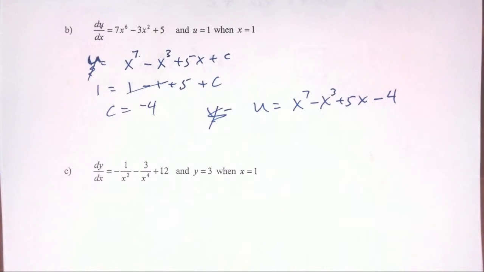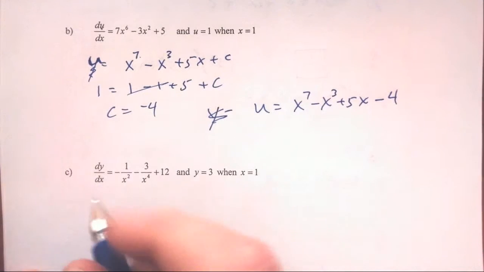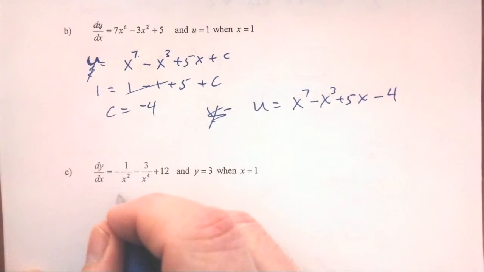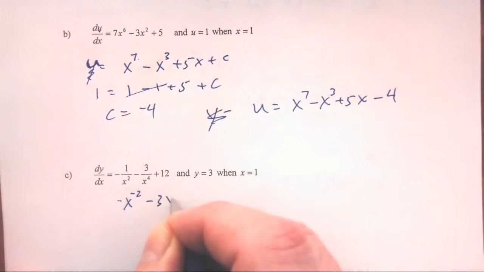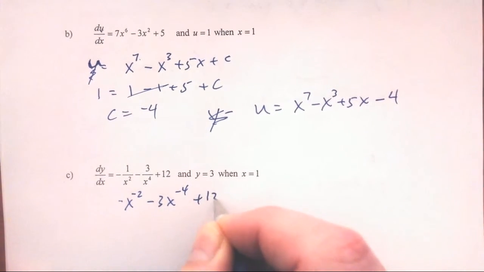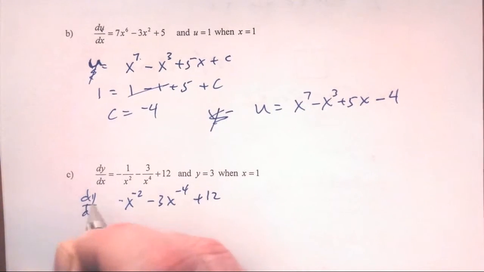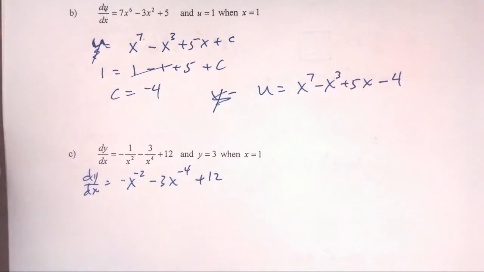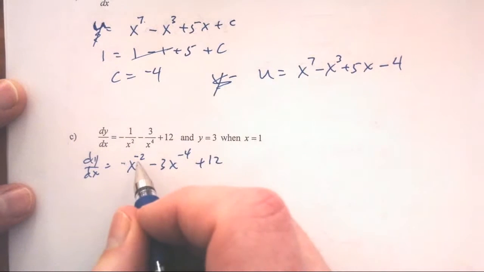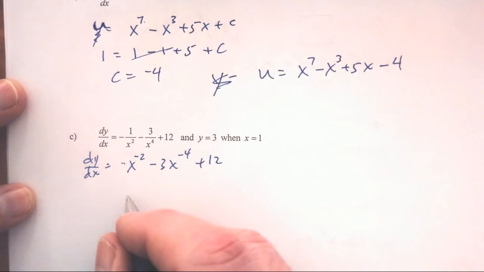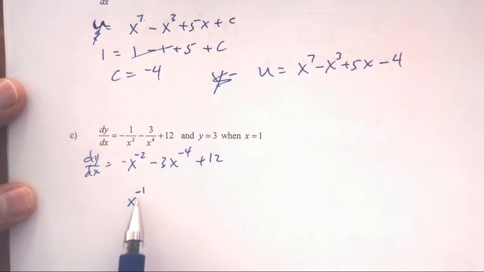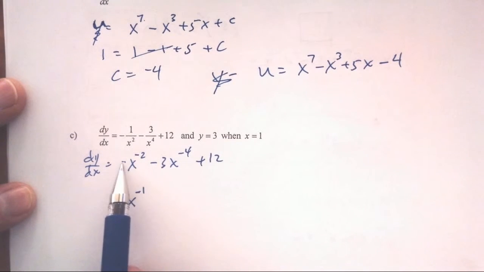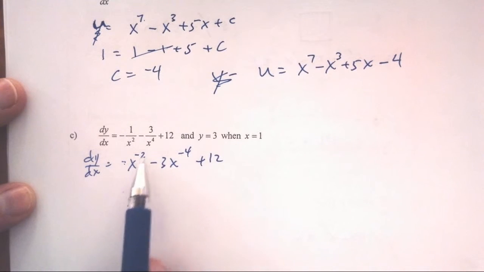Okay. If I think of this as negative x to the negative 2nd minus 3x to the negative 4th plus 12, that might help us. You may be fine without that, but I'm going to go ahead and add that for right now. If I end up with a negative 2nd, I must have started with a negative 1st. The derivative of x to the negative 1st is negative 1 x to the negative 2nd.